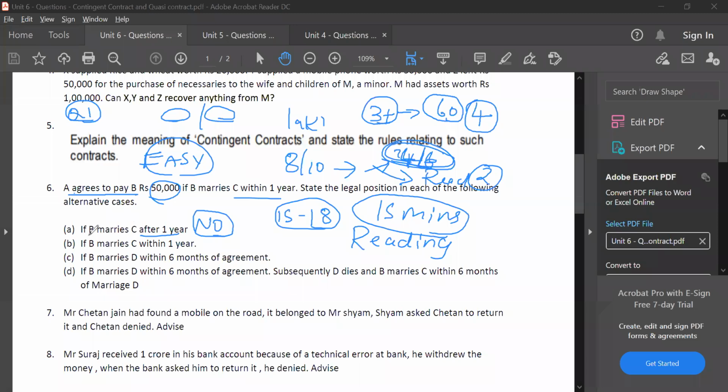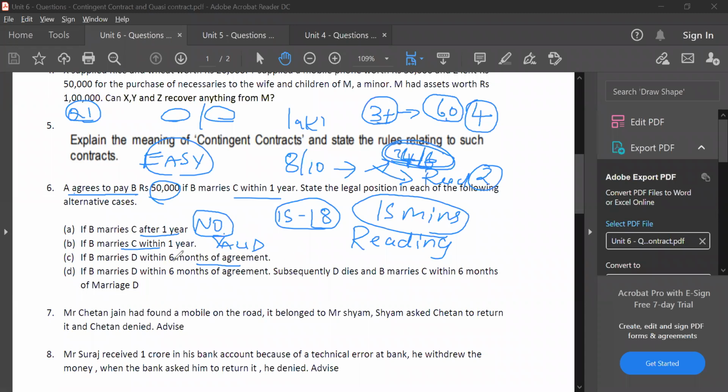So now let's come back to the question. If B marries C after 1 year, the answer is no. That is the first question. If B marries C within 1 year, this is valid. Yes, Kriti, others also valid. Kushi, correct answer. Next, the third one. If B marries D within 6 months of agreement, this is not valid. Others?